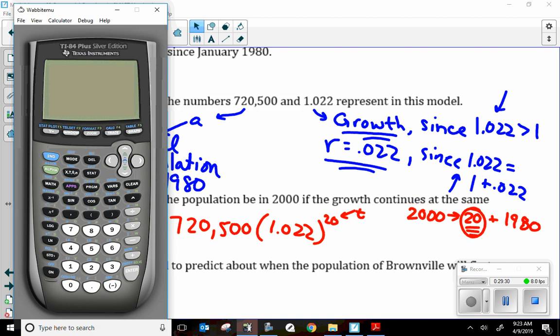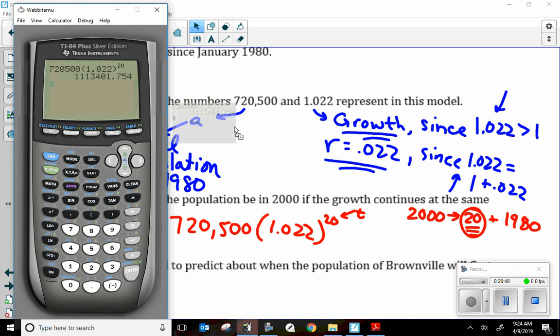So I'm going to clear all this mumbo jumbo out. 720,500 times 1.022 raised to the 20, because it is 20 years. And I hit enter. Oh boy.